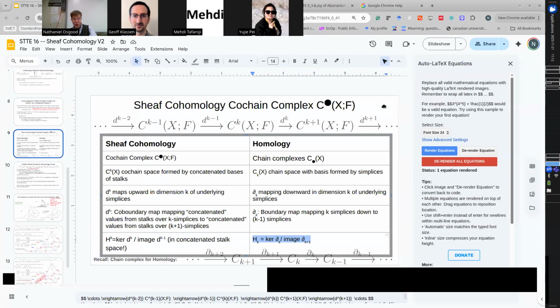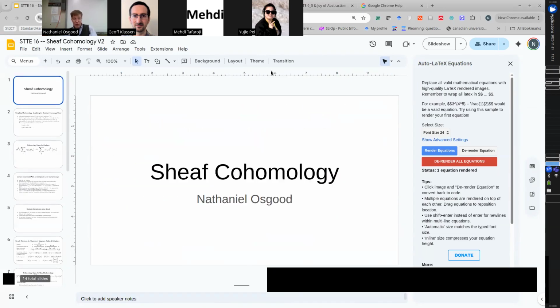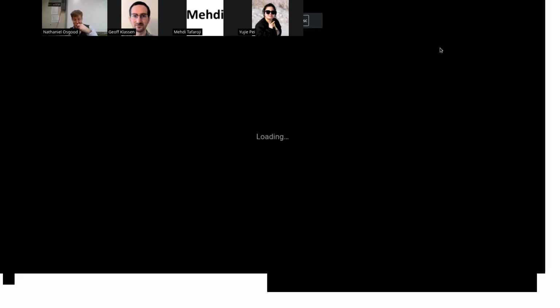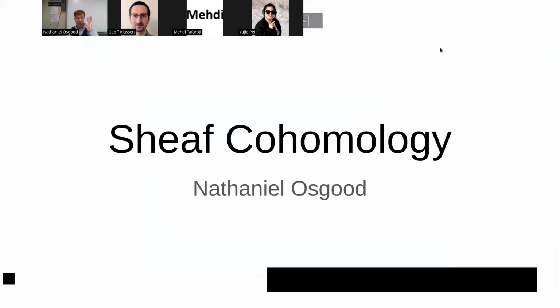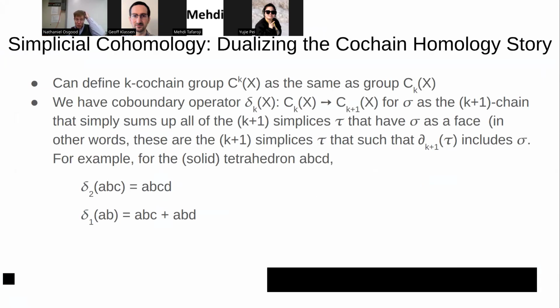We are going to talk about sheaf cohomology. So sheaf cohomology involves, at a certain level, dualizing what we just saw, but it's more subtle than that. And it's worth discussing something that's closer to that in terms of simplicial cohomology, where we're dealing with cohomology involving simplicial complexes. And then we'll talk about it for sheaves.